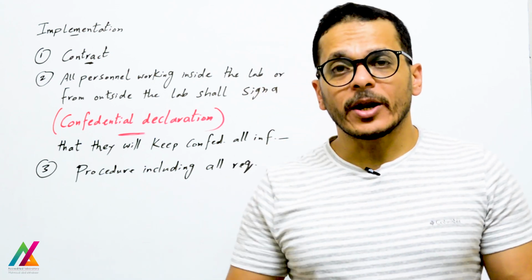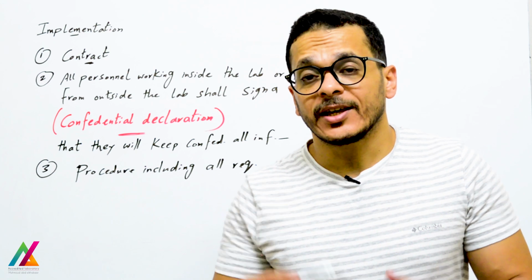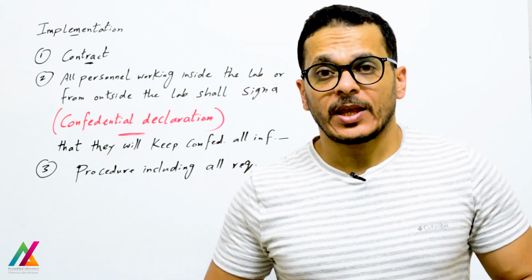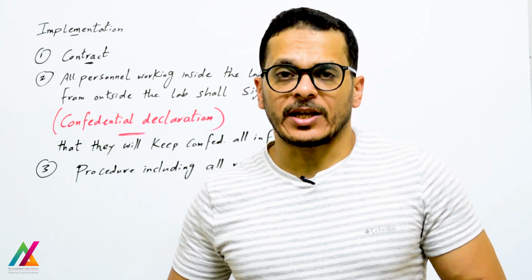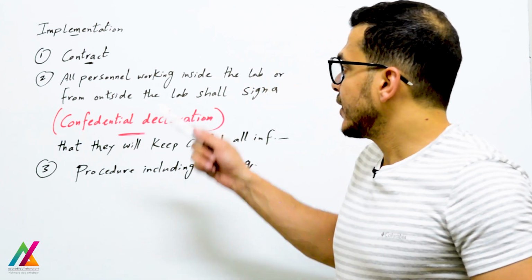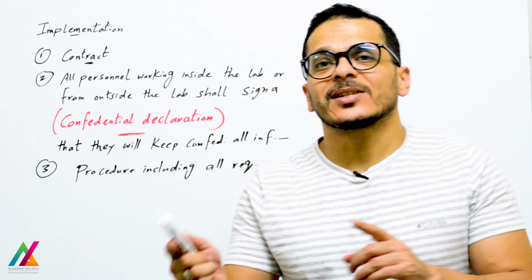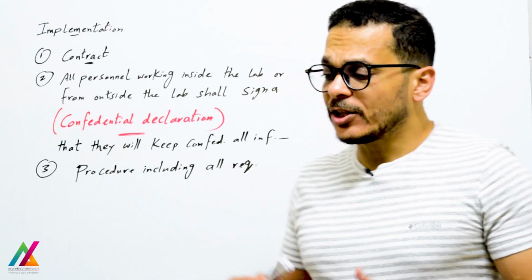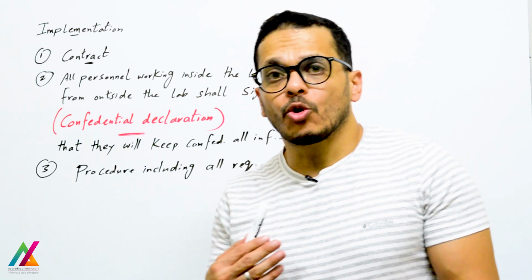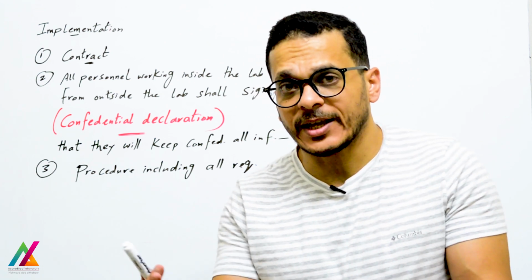including all requirements of ISO IEC 17025 2017 edition related to confidentiality, to keep all information confidential between the lab and the customer. And if there is any change in the contract, it shall be accepted by both of them, by the lab and the customer. And you can make a new contract or attach any new record signed by the lab and the customer to the old contract.